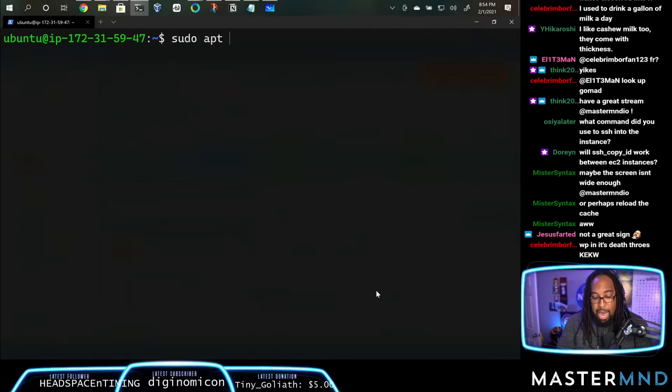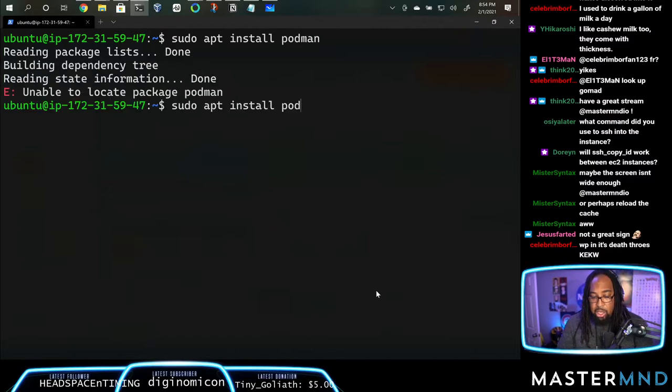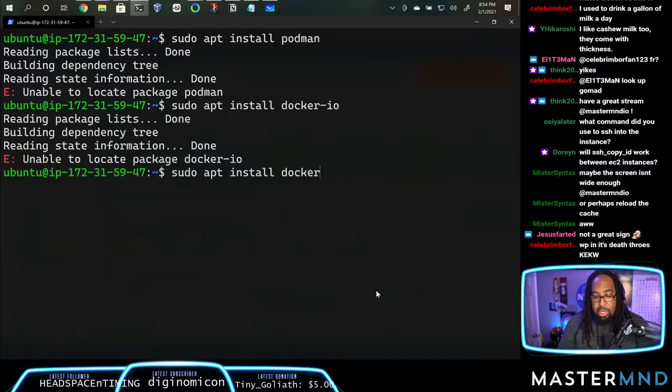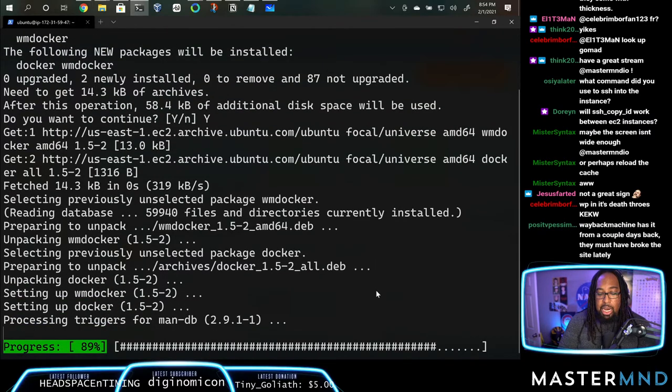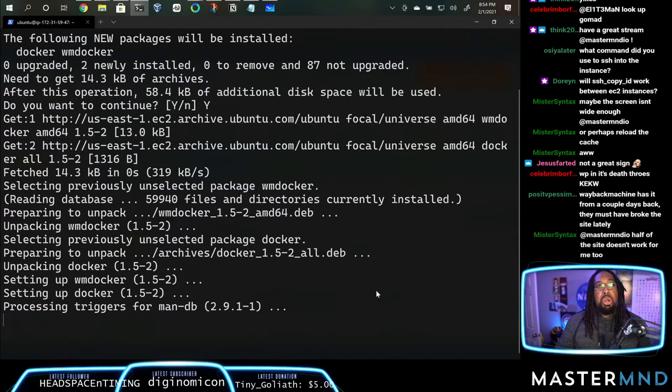I'm going to do sudo apt install Docker. It doesn't really matter. Let's actually do, can I get Podman on here? Okay, let's just do docker.io. Let's see what this gives us. Let's see if this gives us a working Docker setup. See, this is why we don't put a lot of hope and faith into it. No big deal. And so I installed Docker.